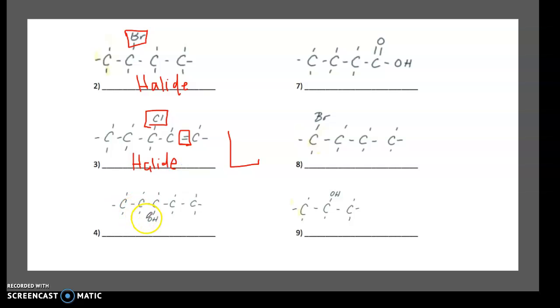Alright, number 4, alkane. I see that, but I see that it's attached to an OH. Well, according to table R, an OH by itself is an alcohol. Okay, I'm going to squeeze one more into this.